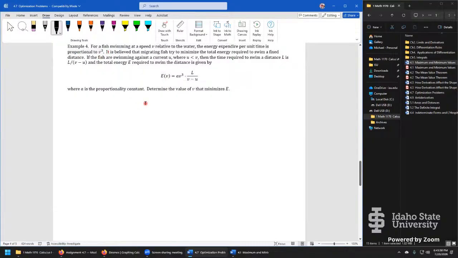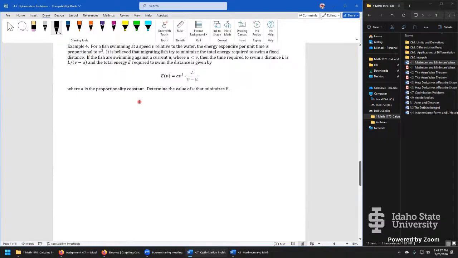Now, here's a concept from biology that says it is believed that migrating fish try to minimize the total energy required to swim a fixed distance. And that makes sense. The more they can optimize the energy, the higher likelihood of survival, passing on their genes, and so on. So that's a reasonable statement to think about. Doesn't seem to tell us a whole lot, but the fixed distance looks like it's going to be L. So that's the role in the function that's been built for us.